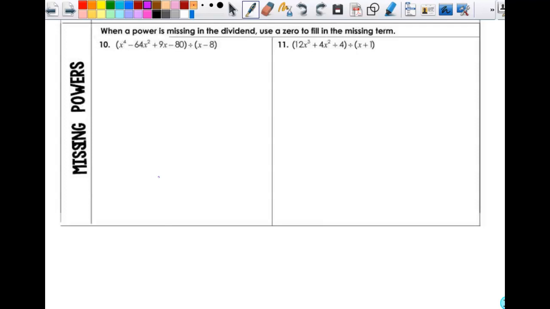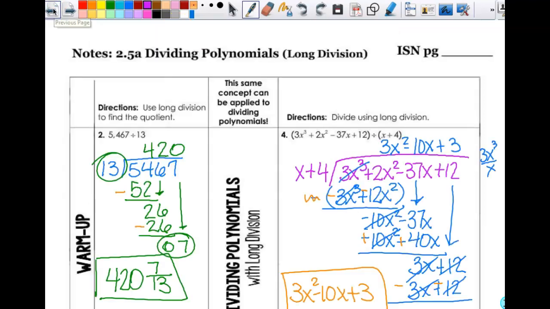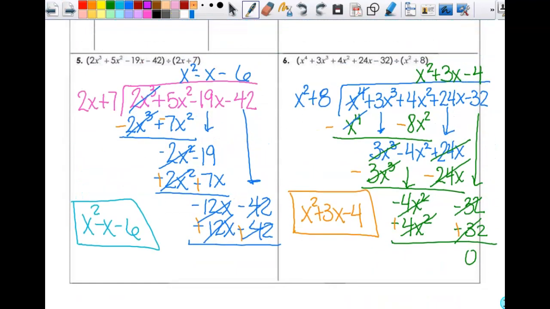If what you're dividing by is missing a term, it doesn't matter, because if you look over here on this one that we did, we divided by x squared plus 8. It was missing an x term. Totally fine if it's missing on the outside. Can't be missing on the inside.